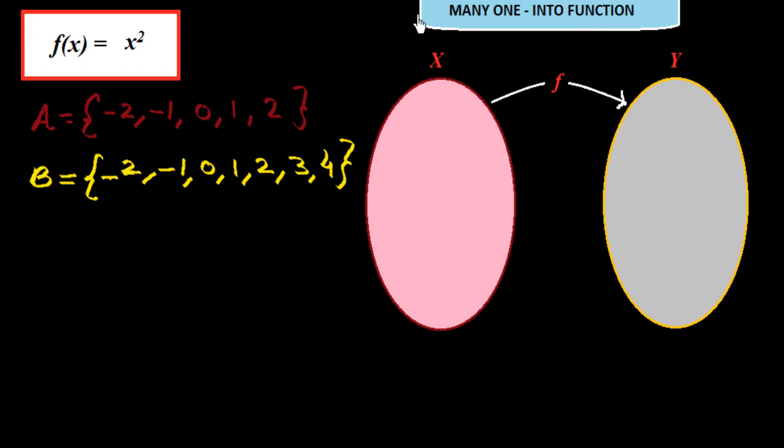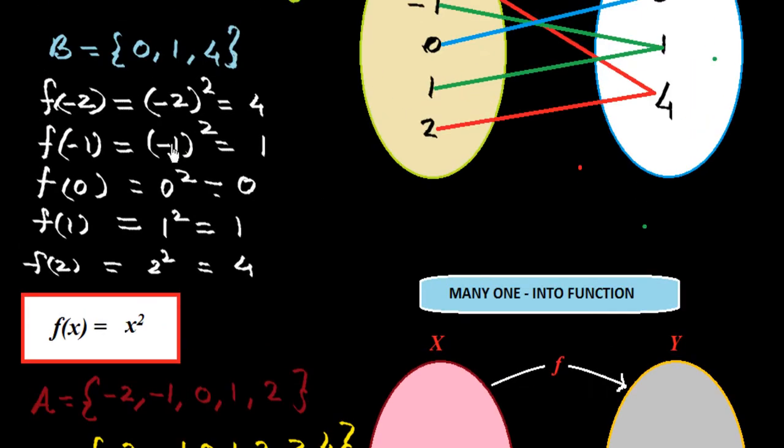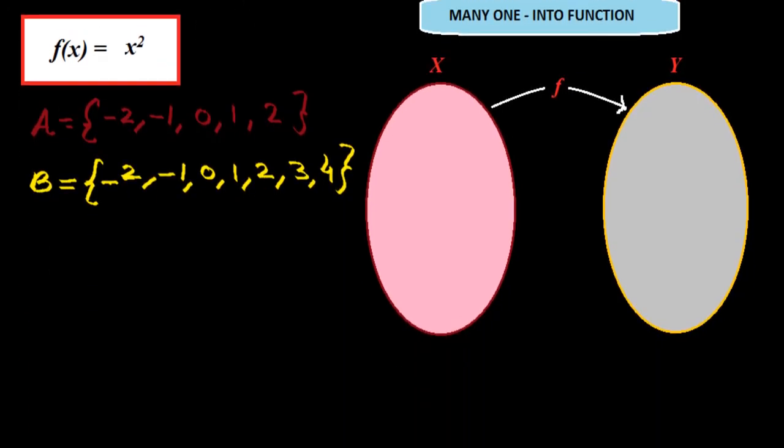Now we see, we know that f of minus 2 is 4, we have seen earlier, f of minus 1 is 1, f of 1 is 1, f of 2 is 4, f of 0 is 0. The values we already know, so I am not doing it again. I just put the values here, so it is minus 2, minus 1, 0, 1, and 2. Here I am putting some other values, minus 2, minus 1, 0, 1, 2, 3, 4.